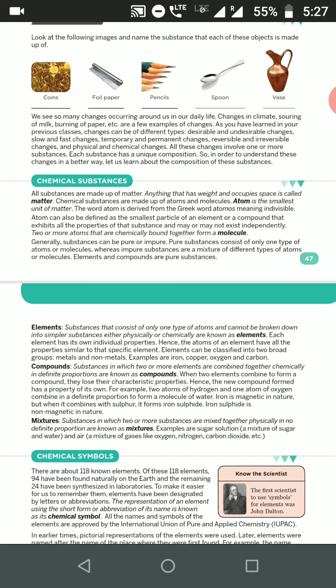Then what are compounds? We have told you that when two or more elements combine together, they form compounds. Suppose if I combine hydrogen and oxygen, they form water. Carbon and oxygen form carbon dioxide or carbon monoxide. Sodium and chlorine form sodium chloride. They are compounds.